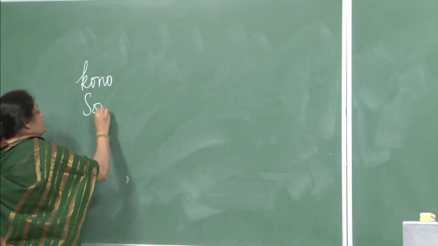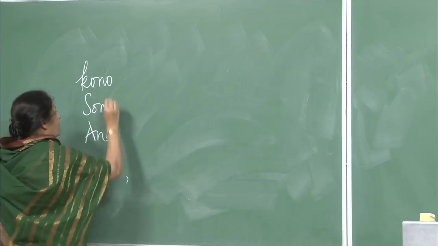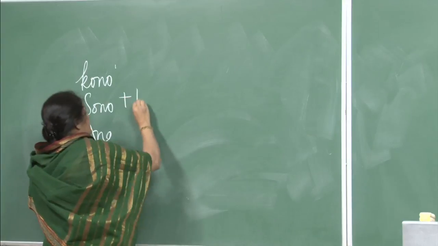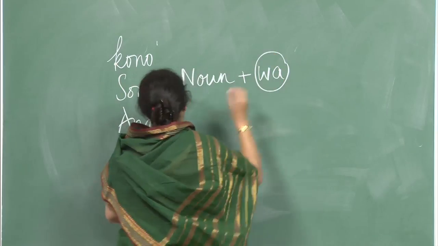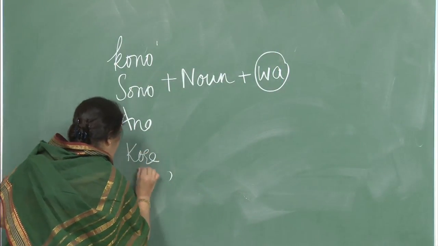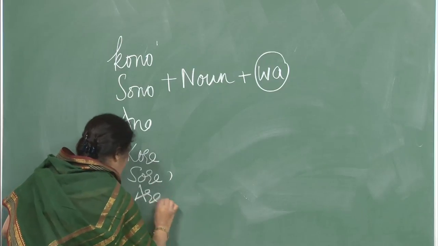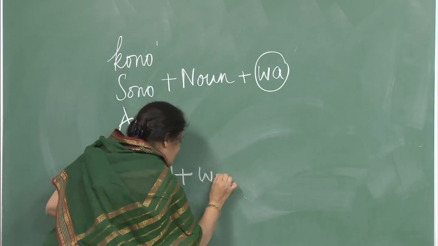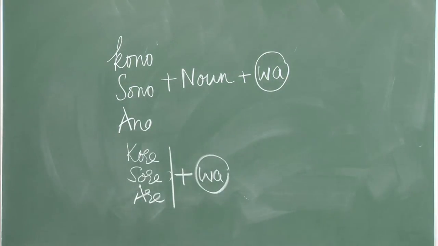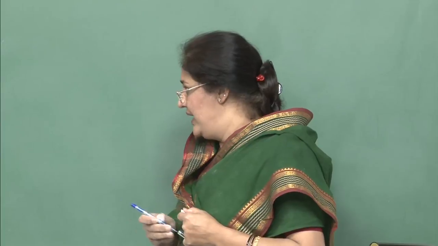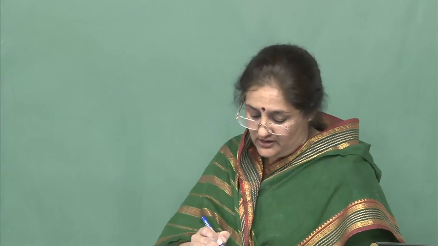Kono, sono, ano plus noun plus wa, with kore, sore, are plus wa. That's the difference, so please remember. They are used in exactly the same manner. You point at a thing and then you say kono, sono and ano, depending on where you are with respect to the object or person.